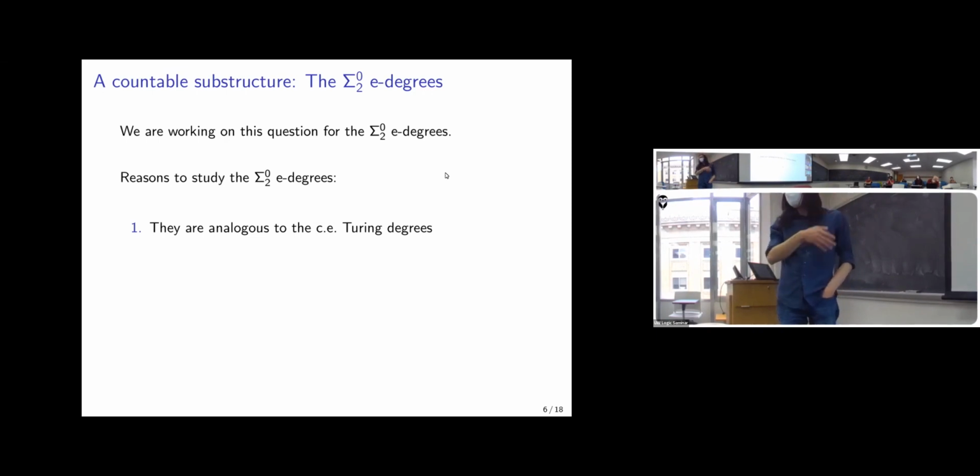Here are some reasons why we might care about the Sigma02 degrees. These are countable structures, by the way, because there are only countably many Sigma02 sets, so there are only countably many Sigma02 degrees. Reason one: they are analogous to the CE Turing degrees, and the CE Turing degrees are pretty important.